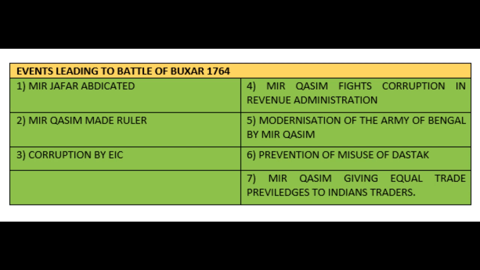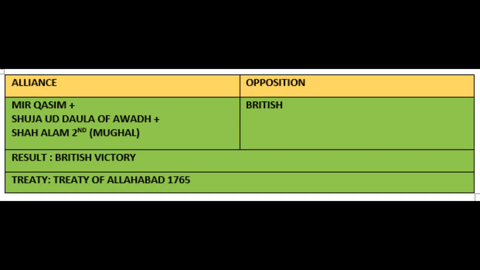Course of the battle. Mir Qasim fled from Awadh and formed an alliance with Number 1. Shuja-ud-Dawla, the Nawab of Awadh. Number 2. Shah Alam II, the fugitive and homeless Mughal emperor. East India Company and the alliance of Mir Qasim, Shuja-ud-Dawla of Awadh and Shah Alam II met at the battlefield of Buxar in 1764. The East India Company won an overwhelming victory over the alliance. The fate of Bengal was sealed, and East India Company was now the master of Bengal.